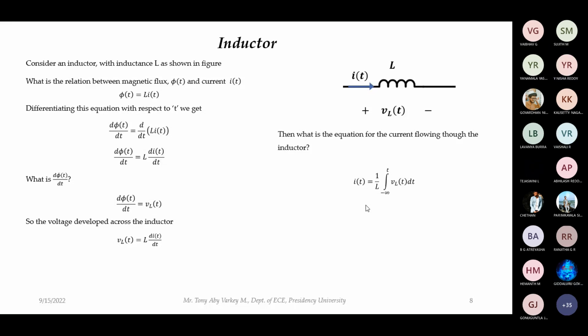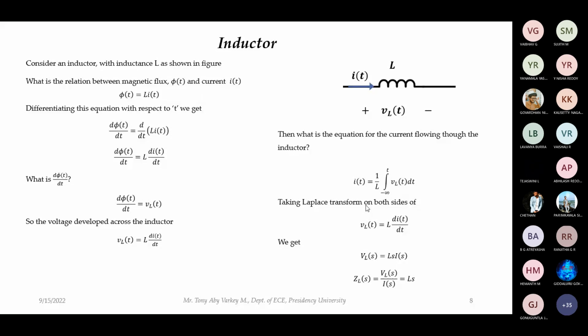Now I'm going to take the Laplace transform on both sides of this particular equation. So what will happen? VL of t will become VL of S, and the right side will become L into S into I of S. So can you tell me what is the impedance of the inductor in S domain? What is ZL of S? LS. Correct.